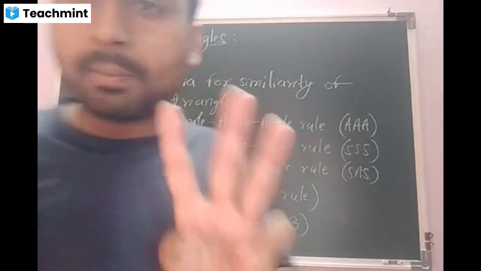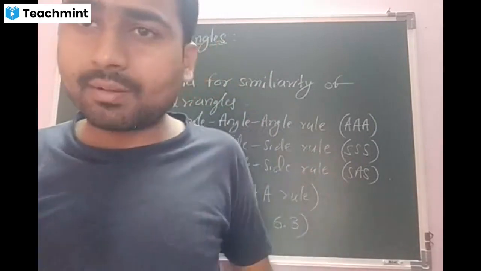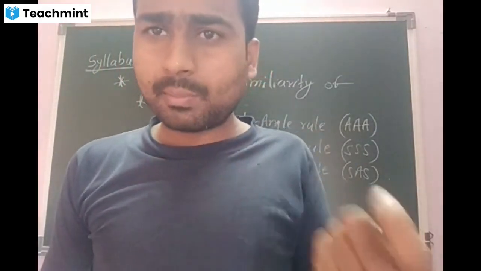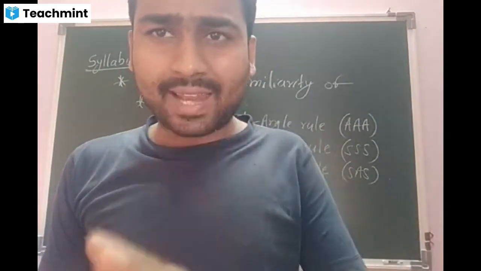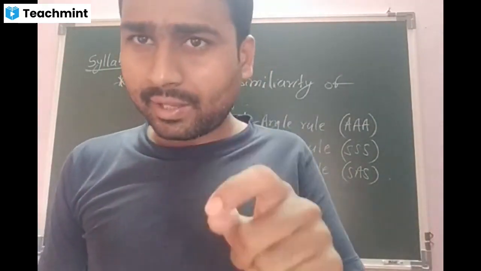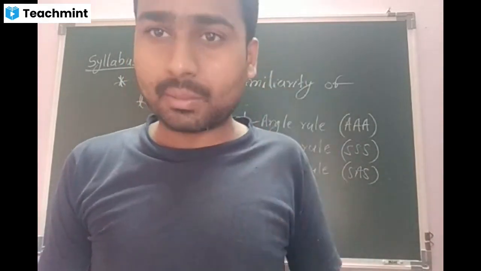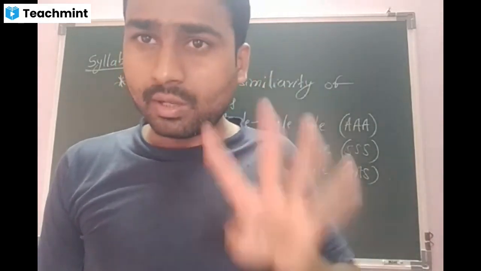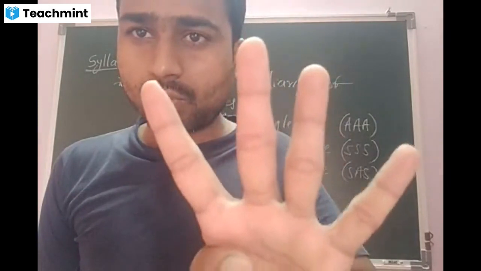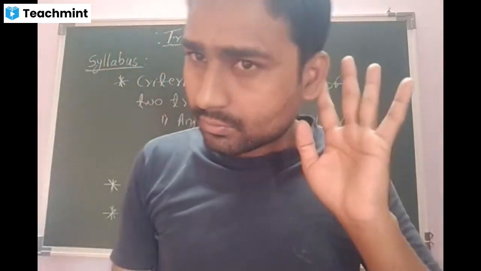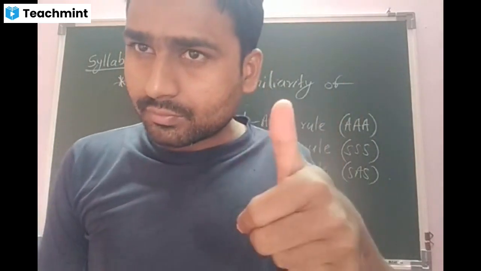Beta, this is the third part of the syllabus for the chapter triangles. Here, look at the heading. Criteria for similarity of two triangles. It is exactly the same as criteria for the congruency of two triangles which you have studied last year, beta. If you recall, there were 4 rules for the congruency of triangles. Am I right? Yes, sir.